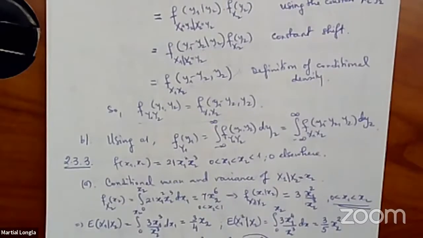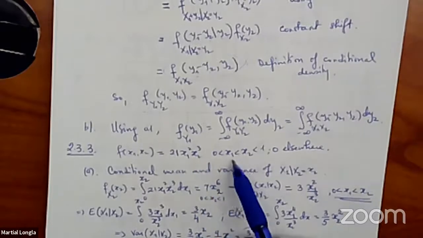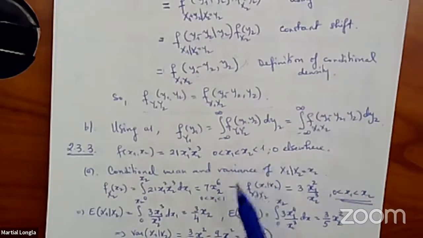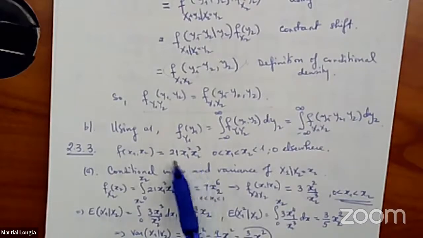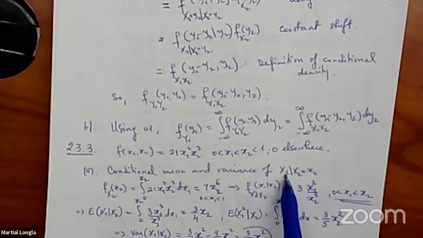All right, if there is no question, then look at the next one. We still have a joint distribution, 21 x1 squared x2 cubed. Again, here you see that same condition, x1 less than x2. Otherwise, they would be independent. Because of this, they are not. And so the question is to find the conditional mean and variance of x1 given x2 equal little x2.